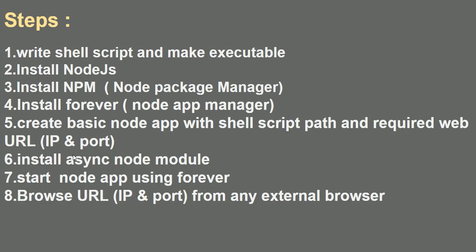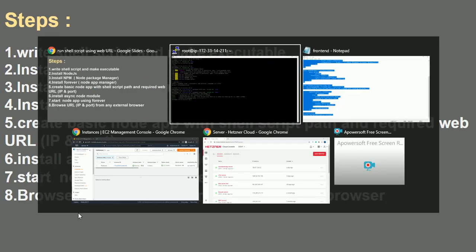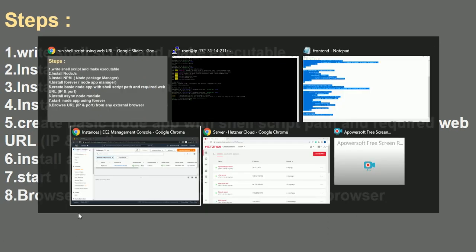Now the final step. The shell script is ready, Node.js installed, npm installed, forever installed, and the app also created and started. Now we are going to browse that URL. Here I have given port 1338. So we have to browse the server IP along with the port, then the script will be executed. So let me show you. Go to the browser.